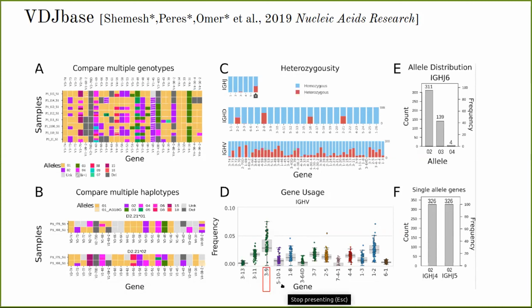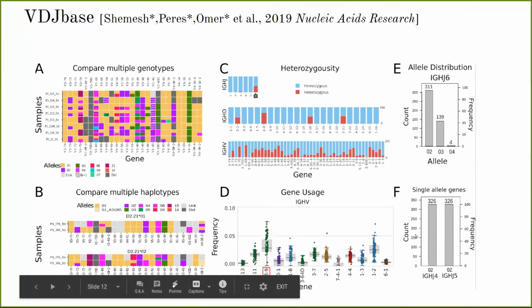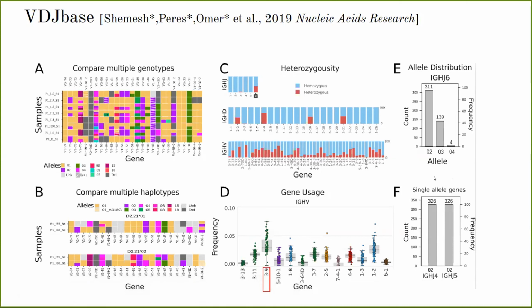Another graph that we can create is the allele appearance, allele distribution, where the left y-axis corresponds to the number of individuals, and the right y-axis corresponds to the frequency of the allele in the samples of interest.